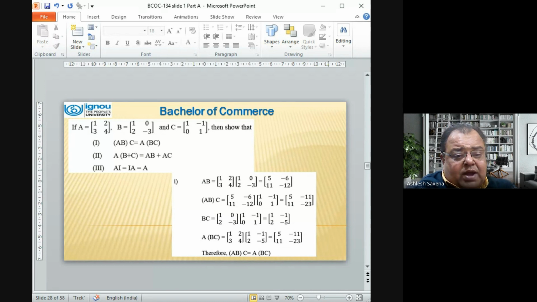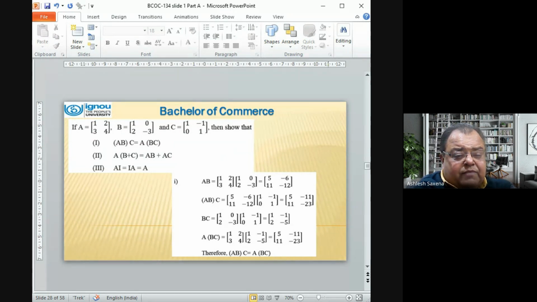That is 1 into 1 plus 2 into 2. That will be 5. 1 into 0 plus 2 into minus 3. That will be minus 6. Again, you will get 3 into 1 plus 4 into 2. That will be 11. And the fourth one will be 3 into 0 plus 4 into minus 3. That will be minus 12. I told you, you have to multiply from left to right and top to bottom.